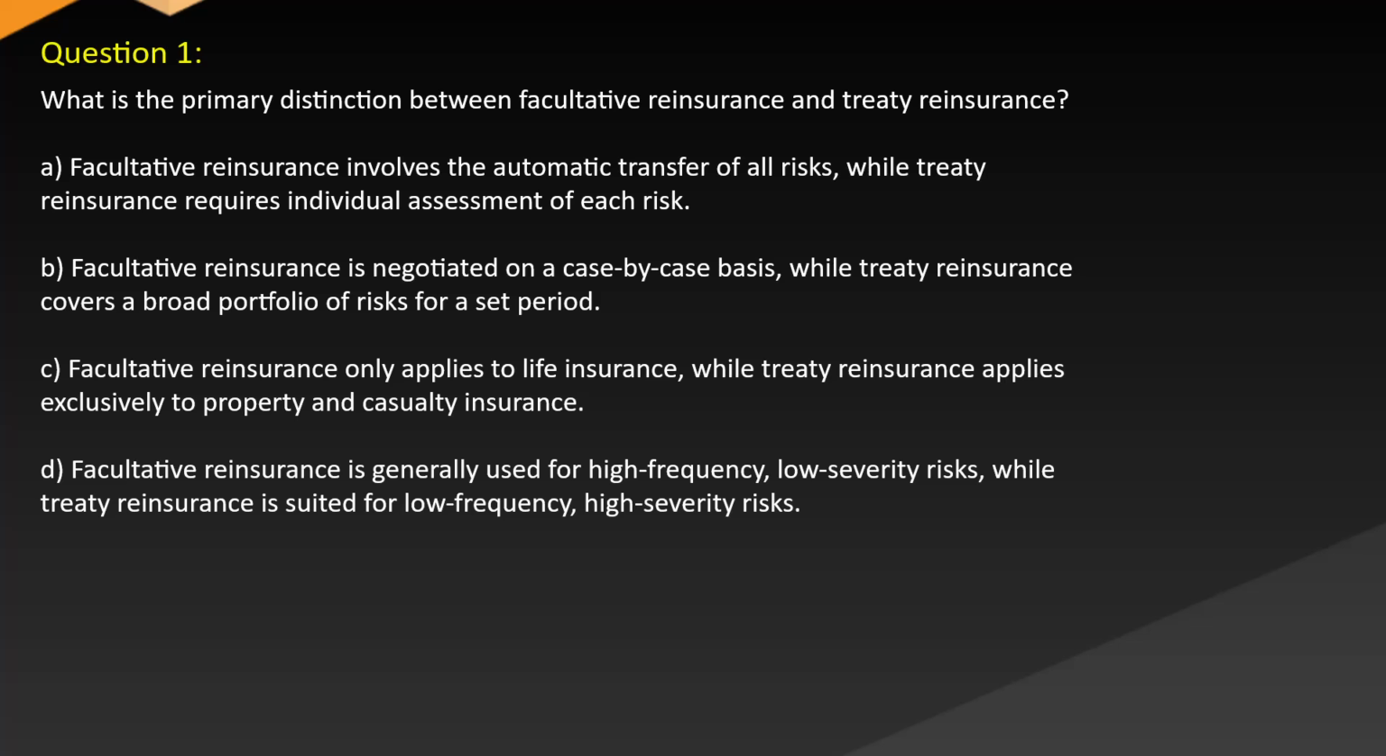B. Facultative reinsurance is negotiated on a case-by-case basis, while treaty reinsurance covers a broad portfolio of risks for a set period. C. Facultative reinsurance only applies to life insurance, while treaty reinsurance applies exclusively to property and casualty insurance. D. Facultative reinsurance is generally used for high-frequency, low-severity risks, while treaty reinsurance is suited for low-frequency, high-severity risks.